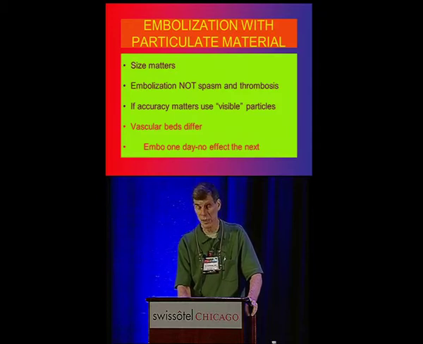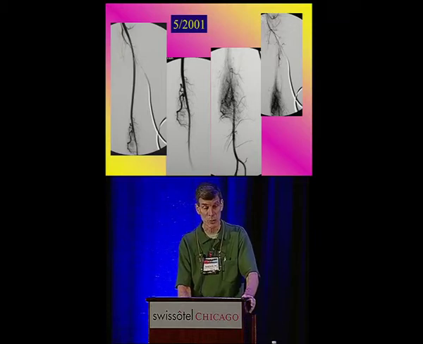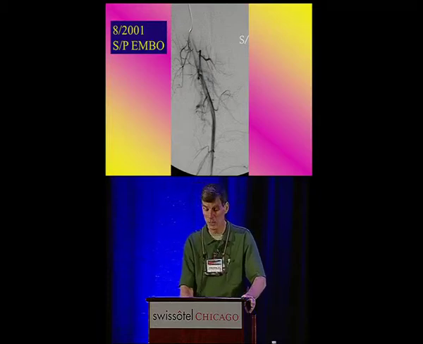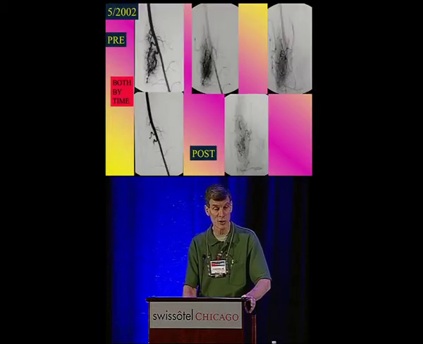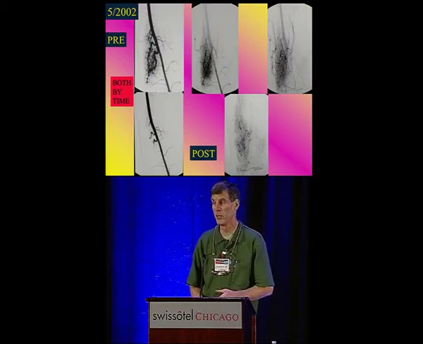And vascular beds differ. We saw this kid with a big thigh AV malformation, and in 2001, we looked like we got a great result. In August of 2001, it still looked good when she came back for a follow-up angio, and yet literally 9 months later in 2002, it looks like we've never been there.